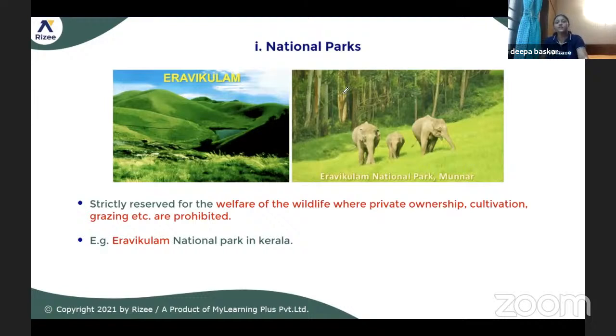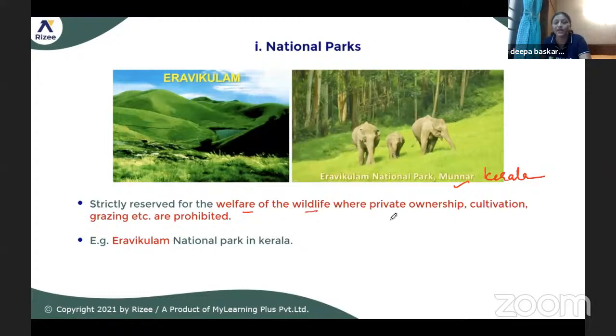Okay, so let us see one by one. What is a national park? You might have visited many national parks. In your book, Eravikulam National Park, which is present in Kerala, is given. Eravikulam National Park is in Munnar, Kerala. It is strictly reserved for the welfare of wildlife.